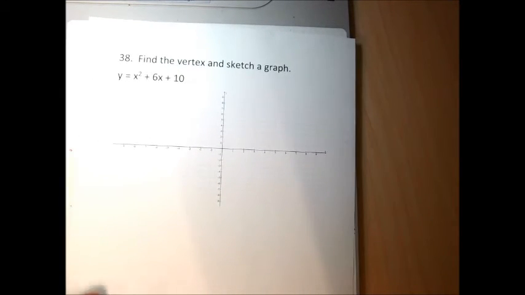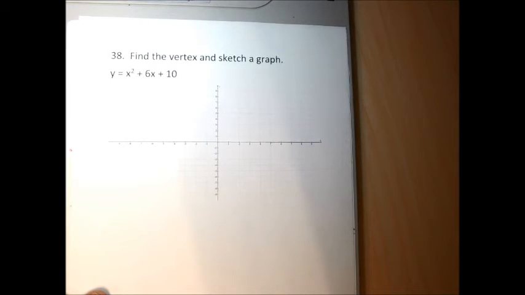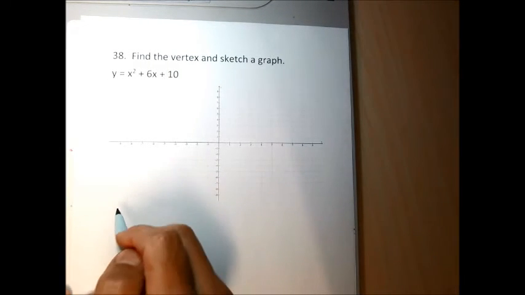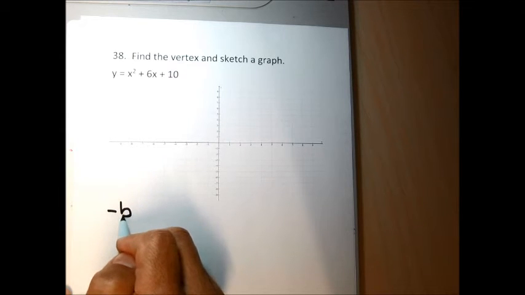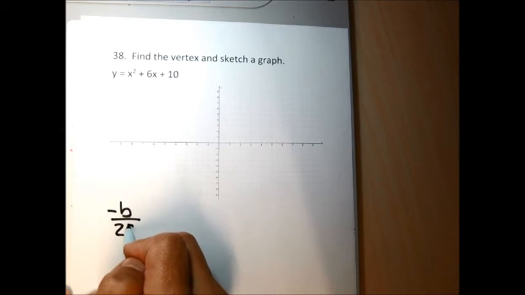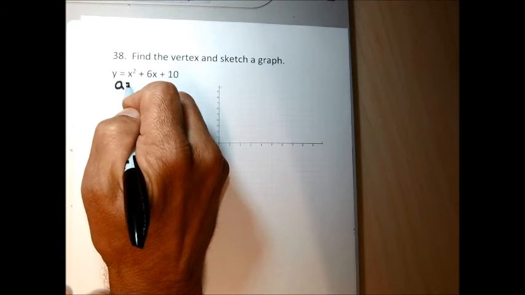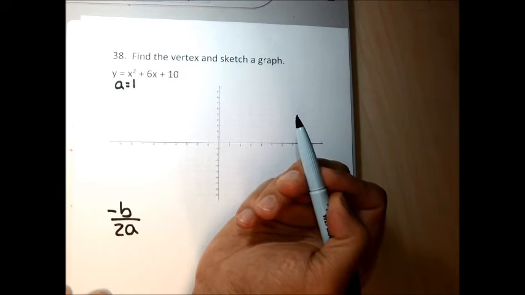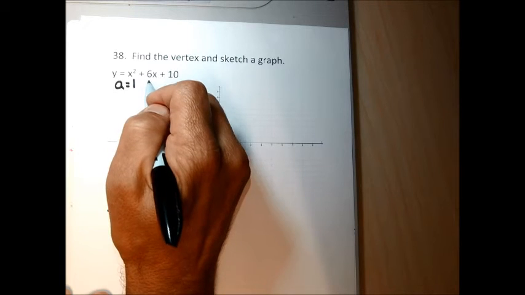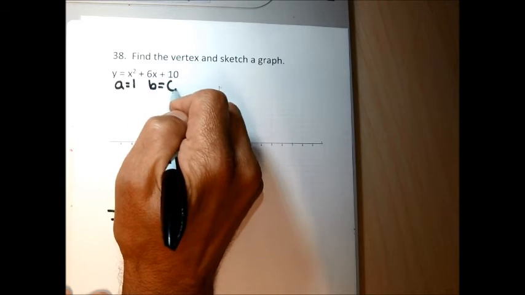For problem 38, it has 2 x's. So to get my table started, I need to use the formula negative b over 2a. That's going to be the number for the middle of my x column. In this particular parabola, the a is the number in front of the x squared. I don't see a number there, so it's implied to be 1. The b is the number in front of the x, which is 6.